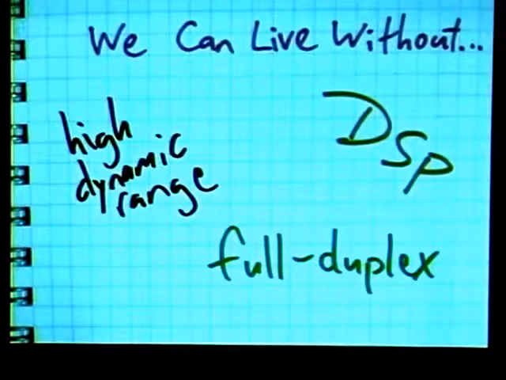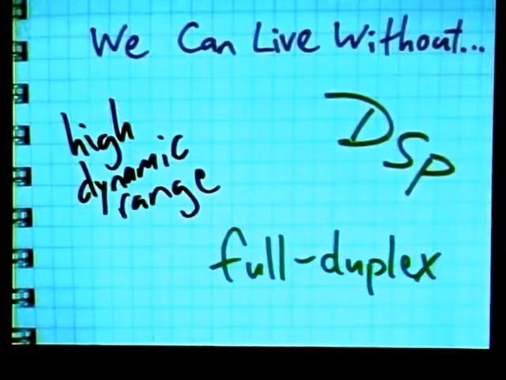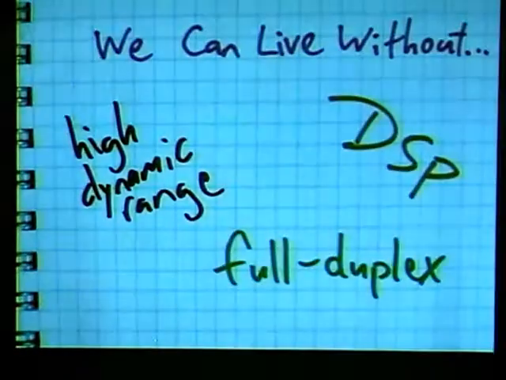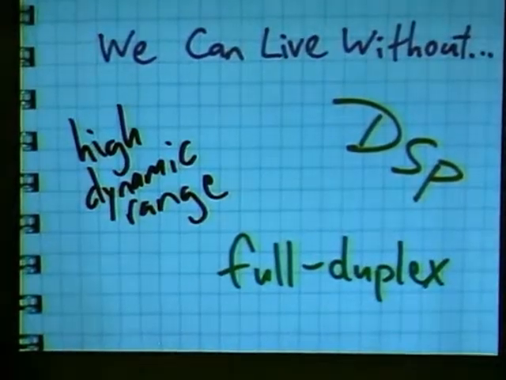We can also live without a lot of digital signal processing capability in the hardware itself. The reason we can do that is because we're carrying around laptops anyway, and our laptops have general purpose CPUs in them that are capable of a tremendous amount of signal processing. And so we can live without having the digital signal processing capability on the board itself.